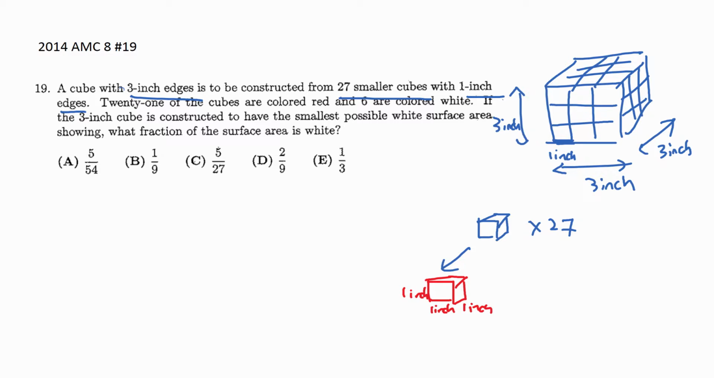And then you want to have a white, which I will draw with black here. 1-inch, 1-inch, and 1-inch. But like I said, you have 21 of these, and then for the white, you have 6 of them. Okay, now what's the next piece of information?